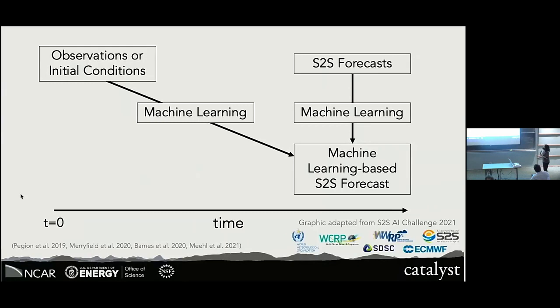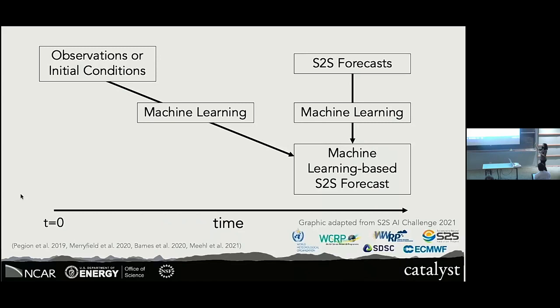So there are a few different ways to think about using machine learning for subseasonal prediction, right? Or improving these forecasts. So here on the x-axis, I have time. On the left-hand side is time 0, and then we're going forward in time. So the first approach would be this diagonal line, where we start with some observations or some initial conditions, so time 0, then apply machine learning, some sort of model, and then end up with an improved S2S or subseasonal forecast that hopefully has more skill than a numerical model.